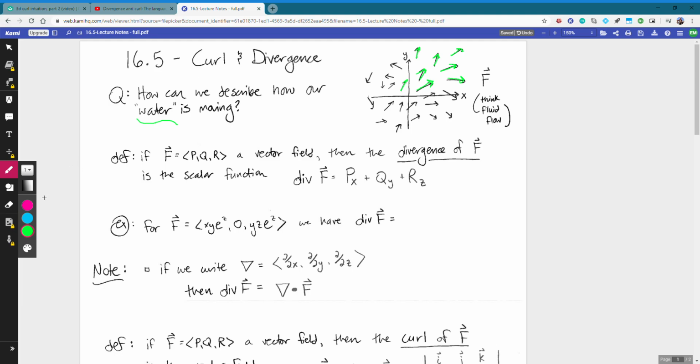Okay, so to start off, here's our definition for divergence. So if we have a vector field here over 3 space, then the divergence of that vector field is the scalar function. Here scalar is just telling us that our function spits out numbers. The notation is div F, and it's P_x plus Q_y plus R_z. So just those 3 partials added up, the x component with respect to x, the y component with respect to y, and the z component with respect to z.